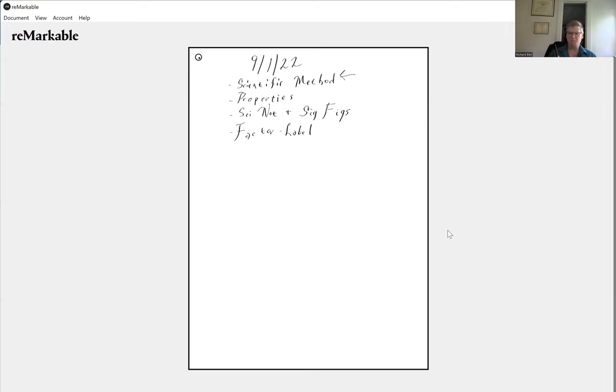Depending on the textbook, and depending on your teacher, there are a series of steps for the scientific method that may or may not vary, but they're all basically the same. They all have the same basic concept. The scientific method always begins with an observation. It begins with something you notice.